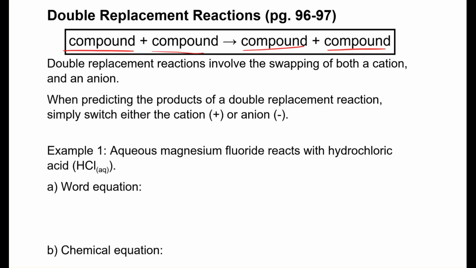You can think of it as a reaction where the cations swap places with each other, or the anions swap places with each other. So double replacement reactions involve the swapping of both a cation and an anion. When predicting the products of a double replacement reaction, simply switch the cation, remember cats are positive, right? Or the anion. Let's take a look at another demonstration, and we'll be able to analyze this demonstration and see what exactly is going on.